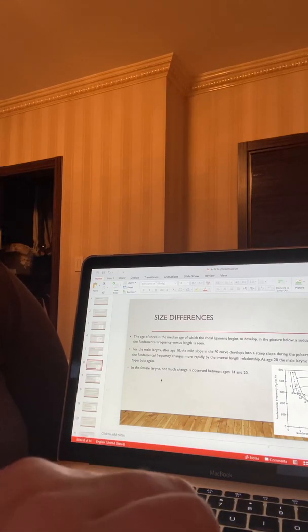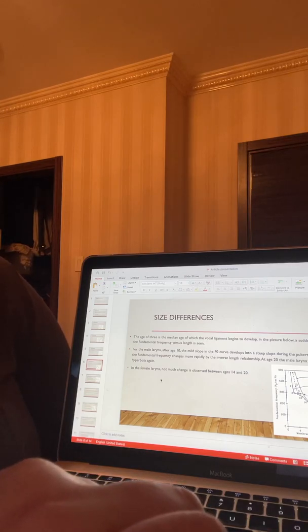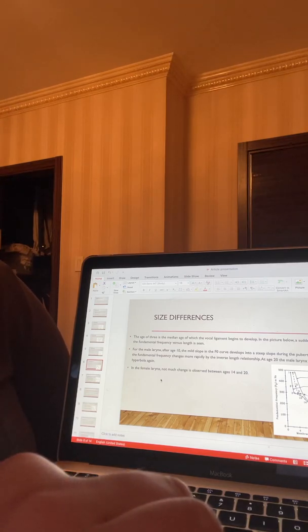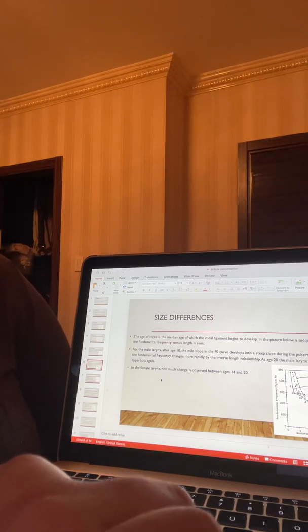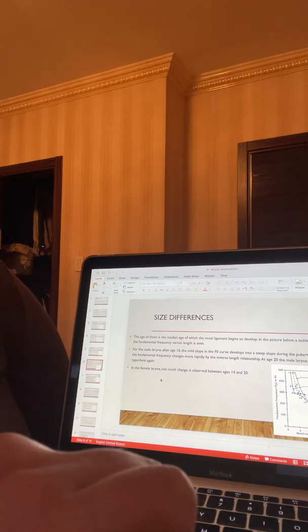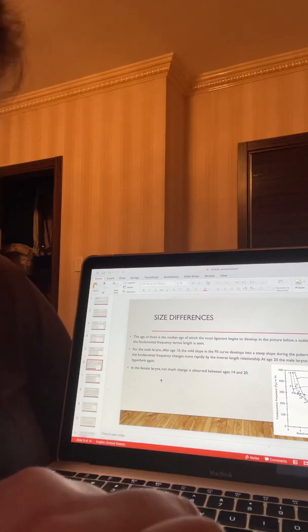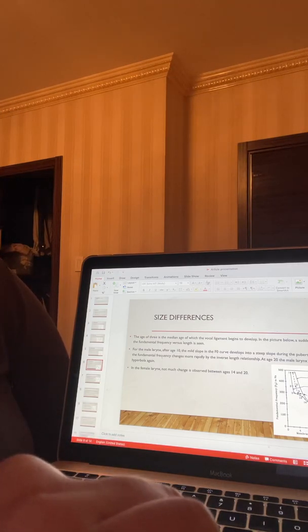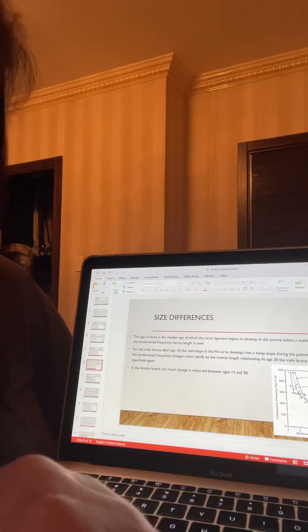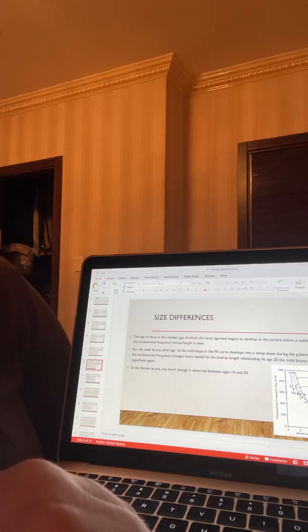The age of 3 is usually the median age at which the vocal ligament begins to develop. In the picture below, a sudden change in the slope of the fundamental frequency versus length is seen. So for the male larynx, after about age 10, the mild slope in the F0 curve develops into a steep slope during the pubertal years. As shown below, the fundamental frequency changes more rapidly by the inverse length relationship. At age 20, the male larynx appears to be near the hyperbola again.